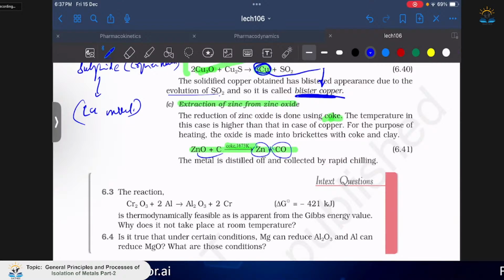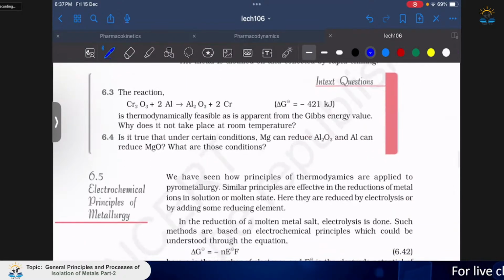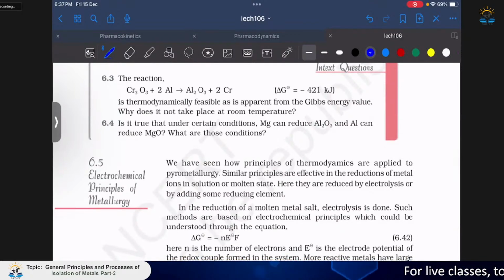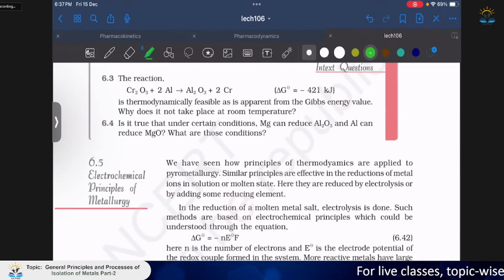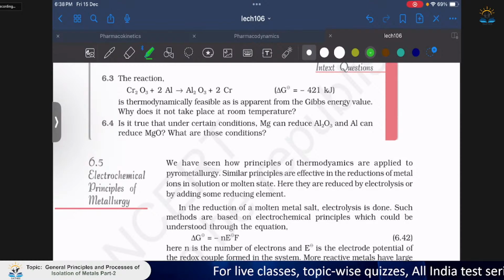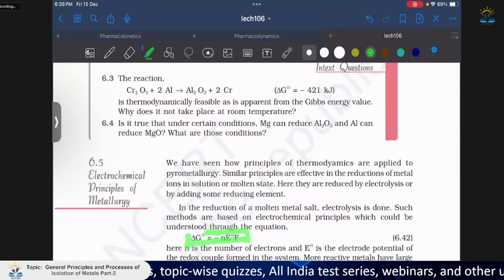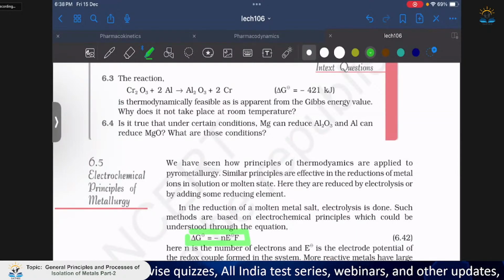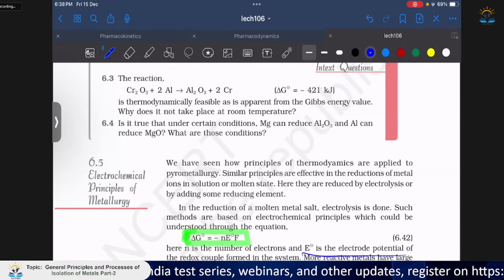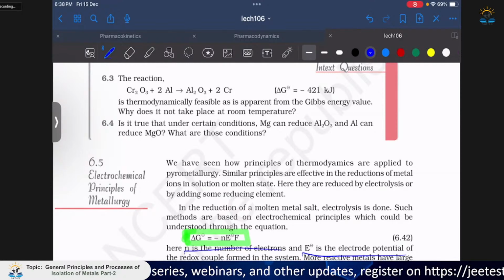The next thing which we will be covering is your electrochemical principles and refining. So first we need to know the electrochemical principles. The basic concept which we are studying here is Gibbs free energy change, right? So the Gibbs free energy change is delta G naught, and it is related to the electrolysis by this equation. This is Faraday's equation. Okay. So here E naught is the electrode potential, n is the number of electrons. Okay. And F is the Faraday's constant.